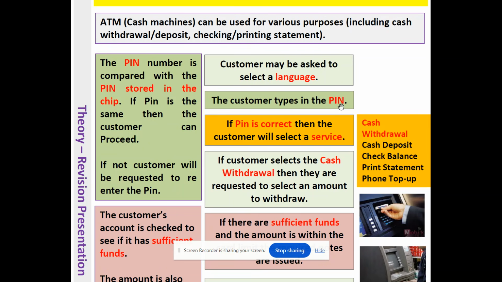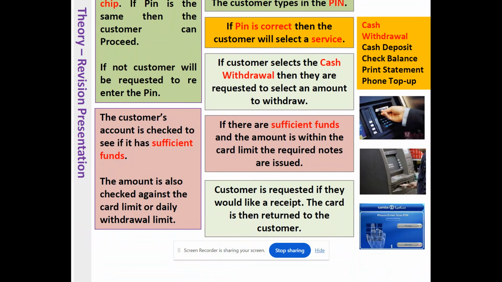So let's say we've entered the correct PIN. If the PIN is correct, then the customer will select a service, and you've got all of these services. You can withdraw cash or deposit cash, check your balance, print your statement, or top up your phone. If the customer selects a cash withdrawal, then they are requested to select an amount they would like to withdraw.